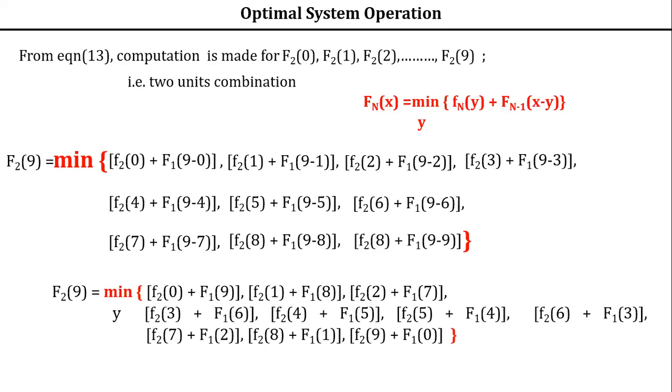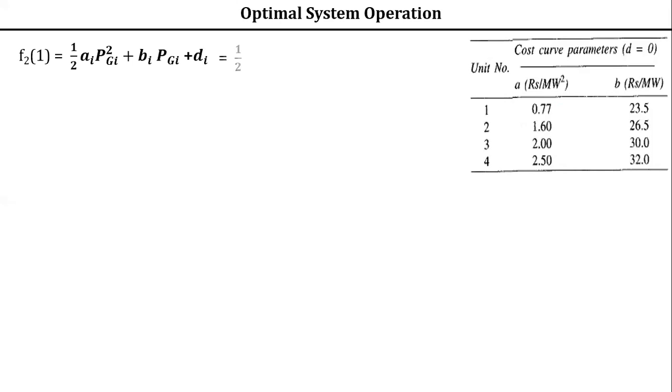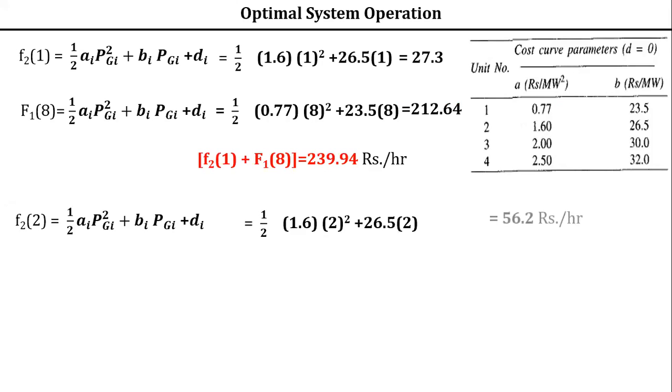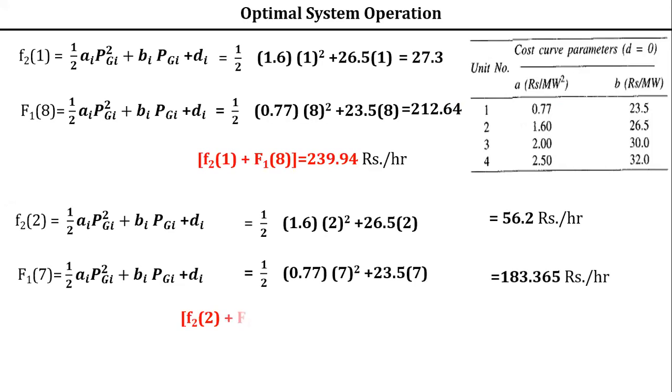F2 of 3 and F1 of 6, we have completed. Till this point we have done. Okay, fine. This is the fourth combination, I think we have completed. So now let us find out the fifth combination.